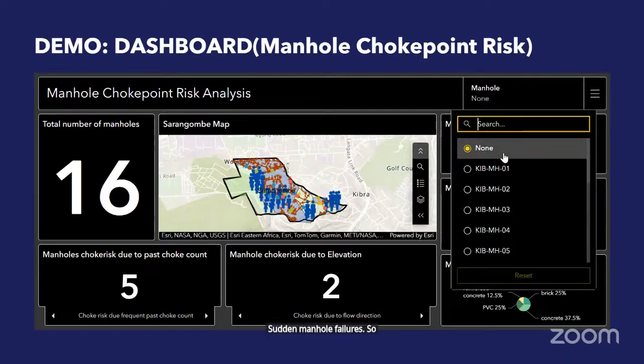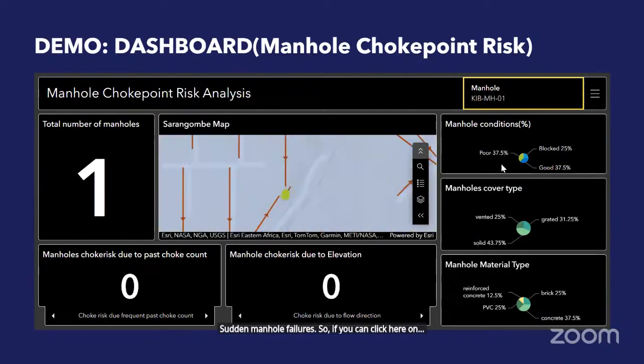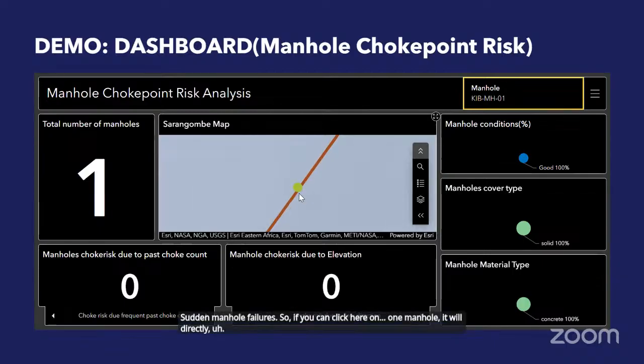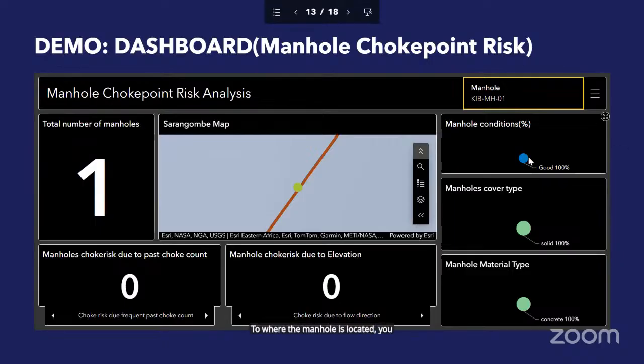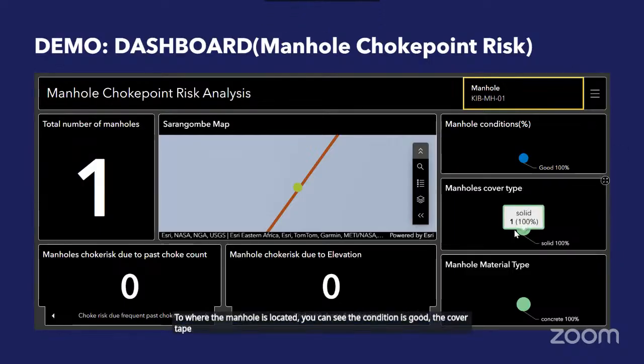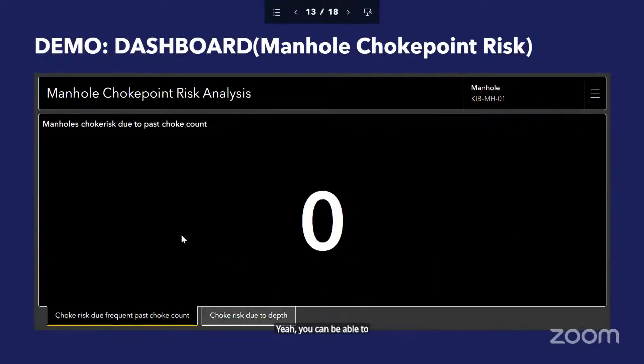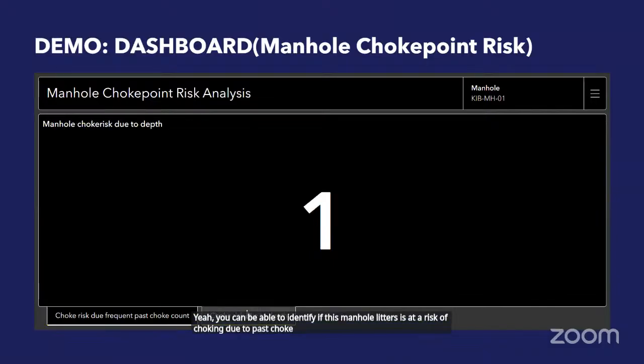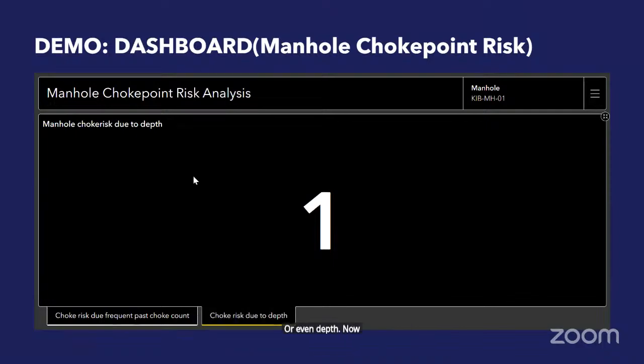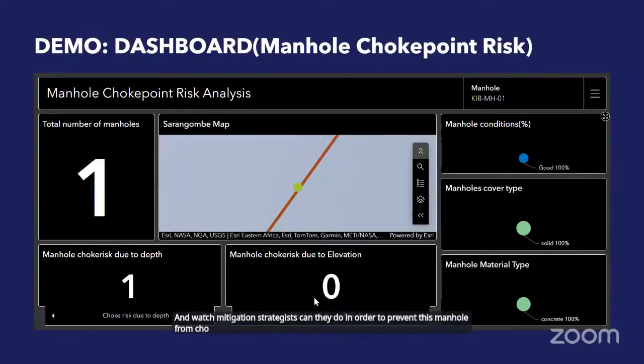So if you click here on one manhole, the map will pan in to where the manhole is located. You can see the condition is good, the cover type is solid, and the manhole material type is concrete. Here you can identify if this manhole is at risk of choking due to past choke count or even depth. Now the maintenance team can see this manhole is at risk of choking due to its depth, and what mitigation strategies they can use to prevent this manhole from choking in future.